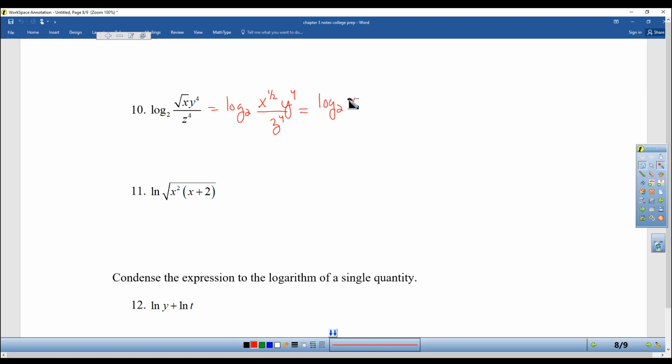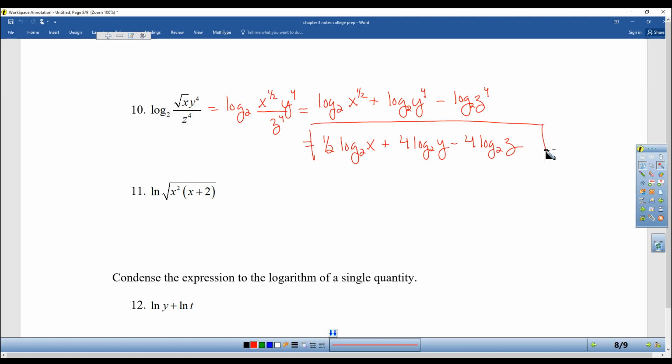If it's being multiplied, you can change it to addition. If it is being divided, you can change it to subtraction. Don't forget there's a little base 2 on all of them. And as your final step, you're always going to bring those exponents down. That's expanding. And being good at this will help you a lot in calculus.